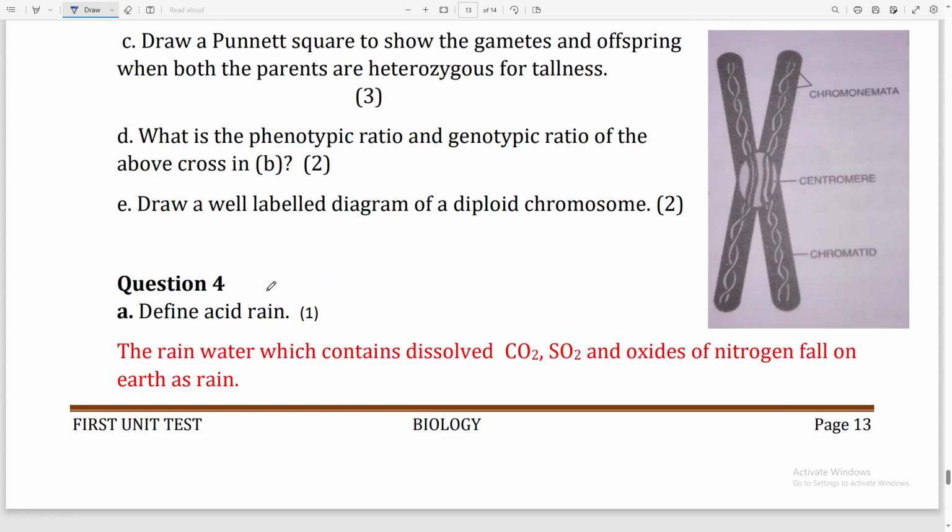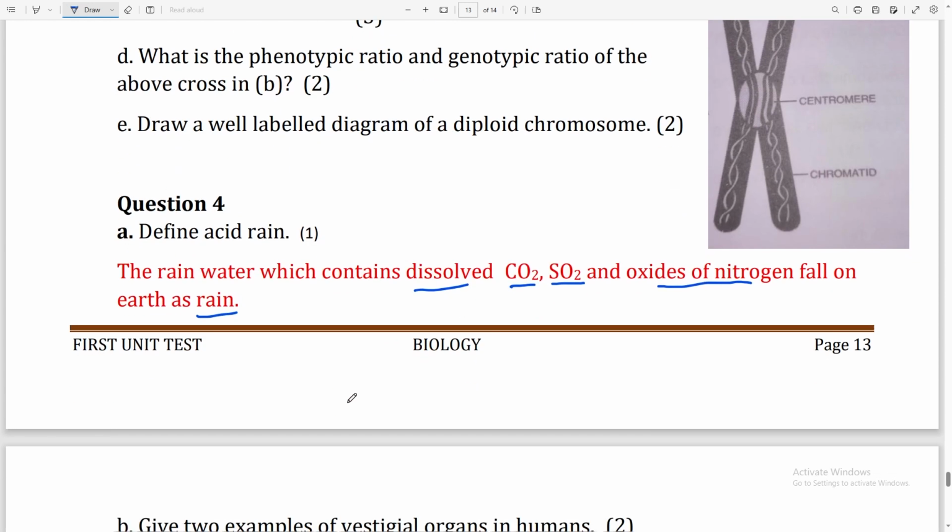Question number 4. Define acid rain. The rainwater which contains dissolved carbon dioxide, sulfur dioxide and oxides of nitrogen fall on earth as rain. Means the rainwater contains sulfuric acid and nitric acid.